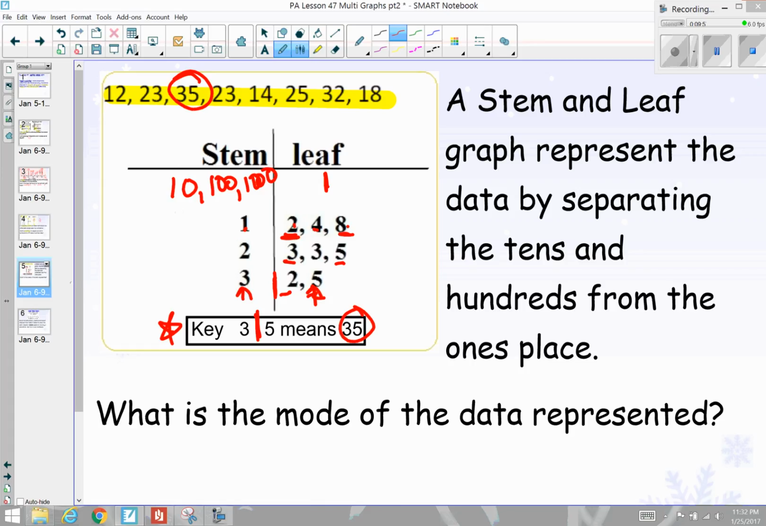Today's question for this graph would be, what is the mode of the data represented? So the mode is what value occurs the most often. So look at the data sets up above, whether you're looking at that or you're looking at strictly the stem and leaf plot, and see if you can determine which data value is represented the most. What is the mode?